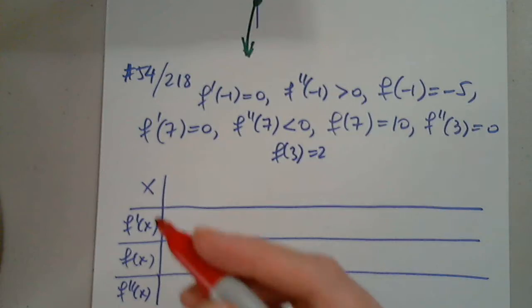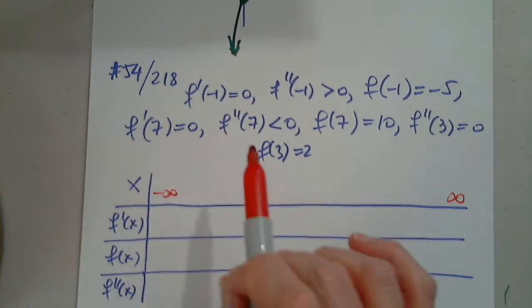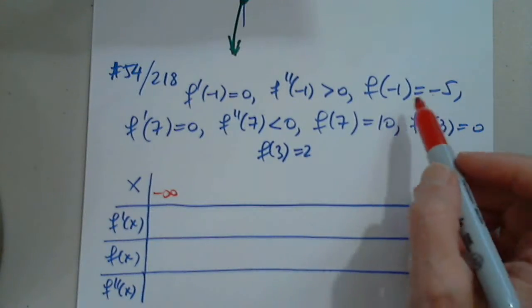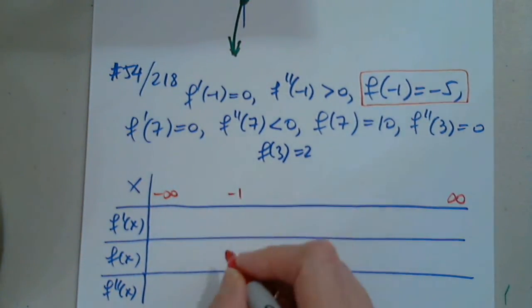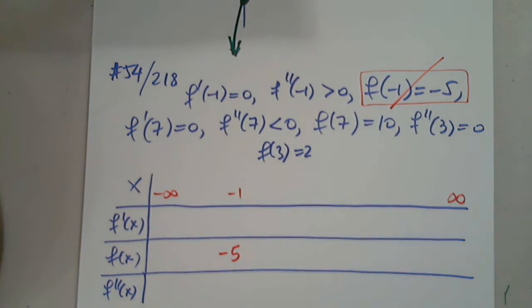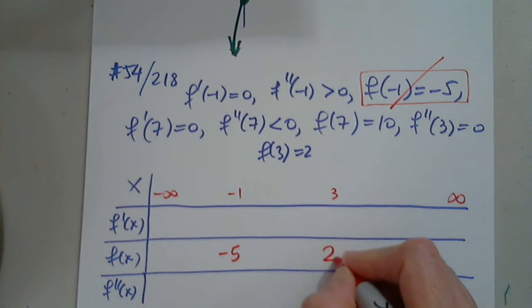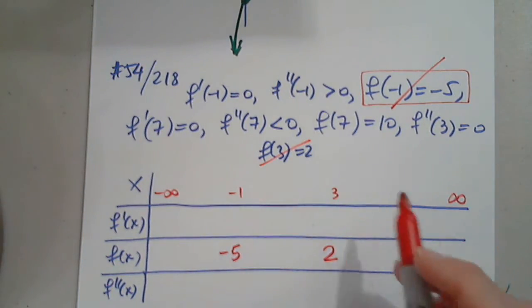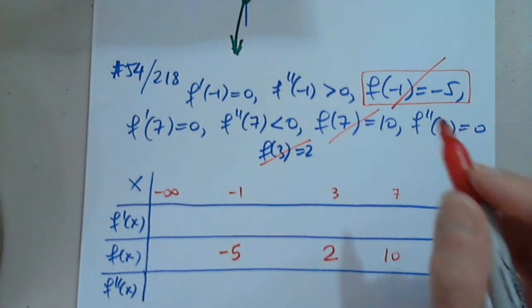Okay, so then negative infinity to infinity. And let's take it slowly. I would like to start with this. F of negative 1 is negative 5. Don't erase it like that. I'm just making a point. F of 3 is 2. Done. F of 7 is 10. Okay, done.